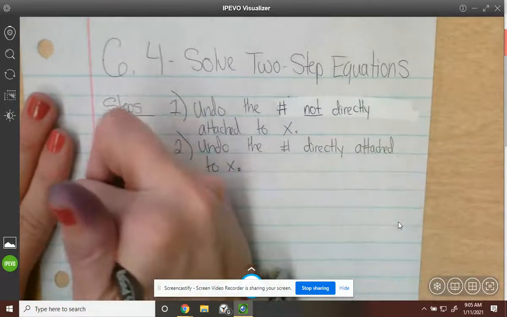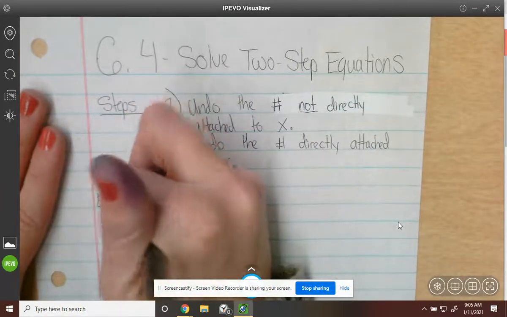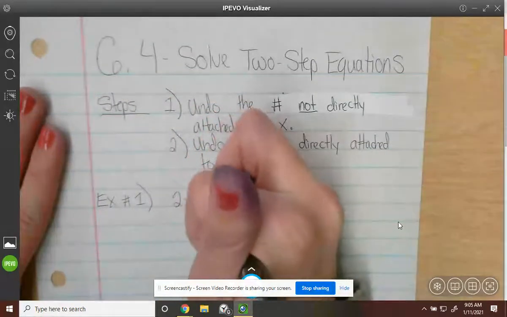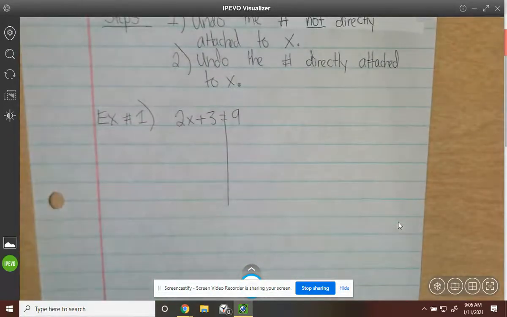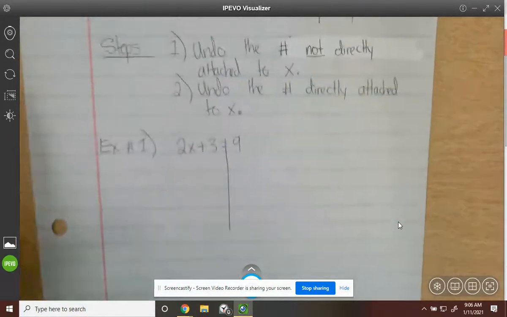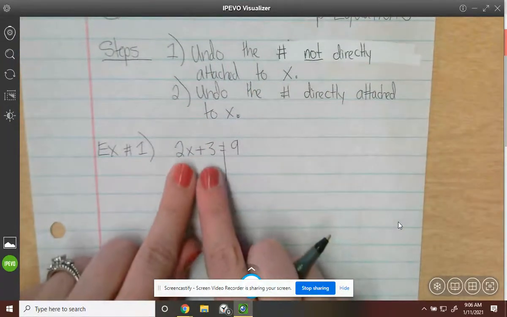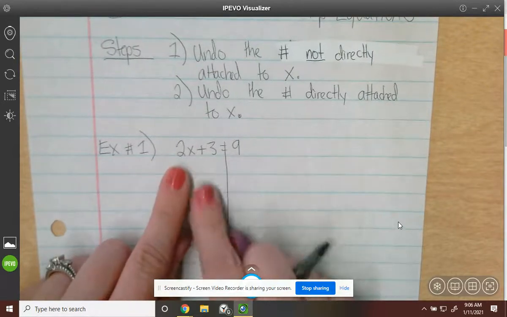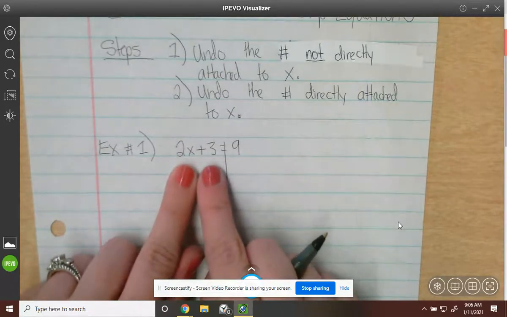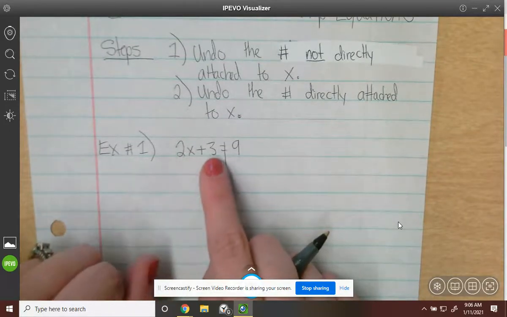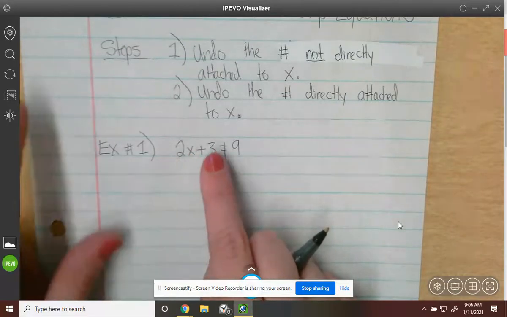So let's just jump right in. How many examples do I have? Got a couple. 2x plus 3 equals 9. I'm always going to draw my line. Okay, so my first step is to undo the number not directly attached to x. Which number on this side, it has to be the side that has x on it, because we can't move 9 over because then that leaves nothing to solve for. Which number is not directly attached to x? It's going to be the 3. So it's added to x, but it's not directly right beside x. So I get rid of the 3 first.